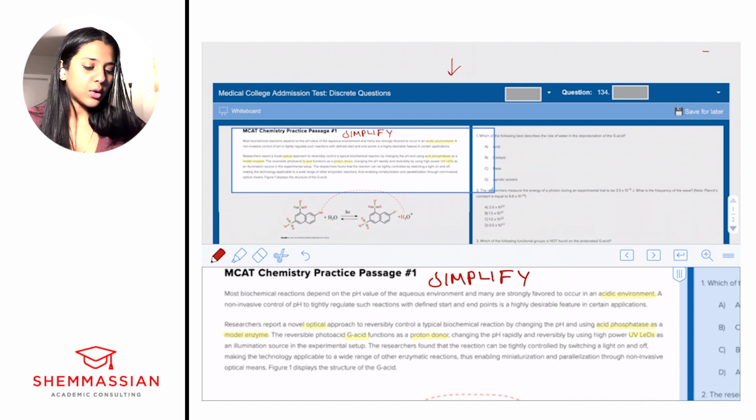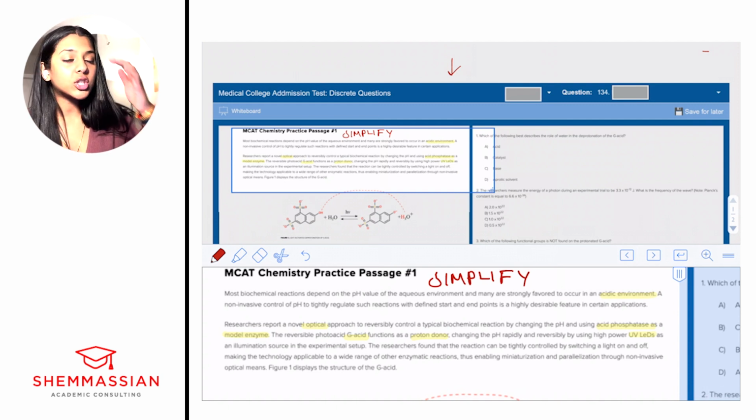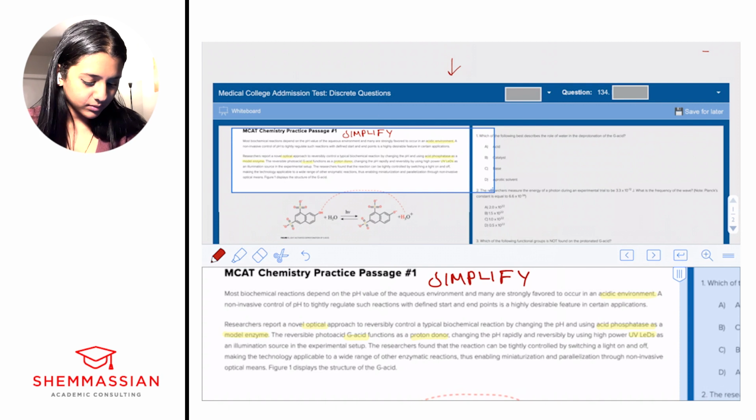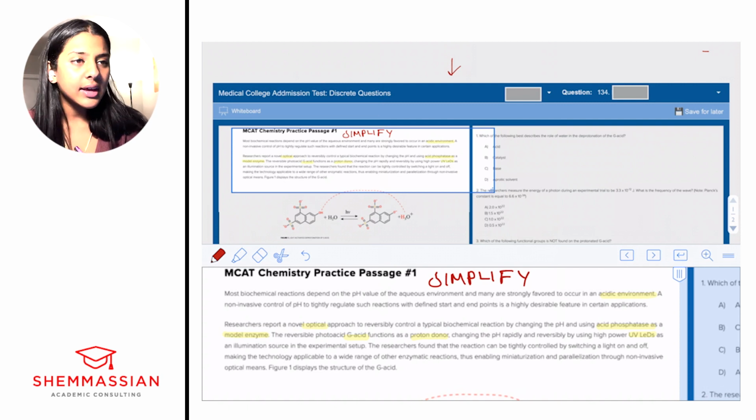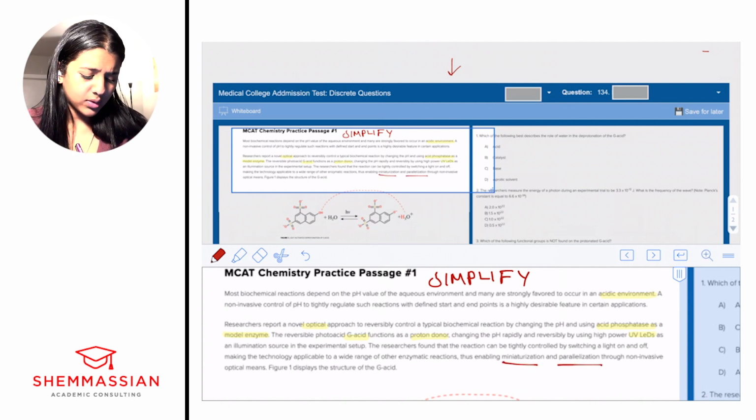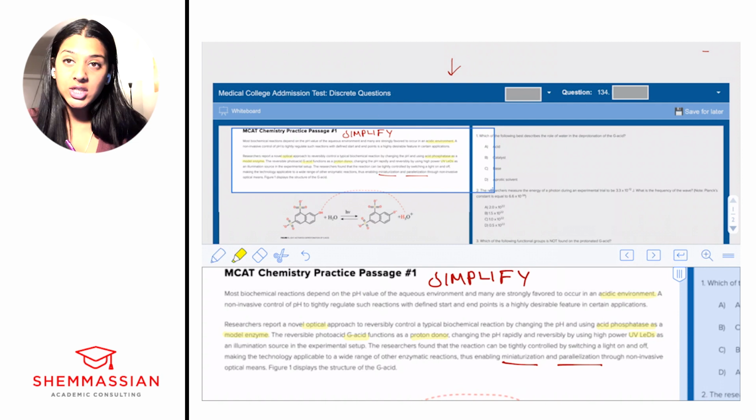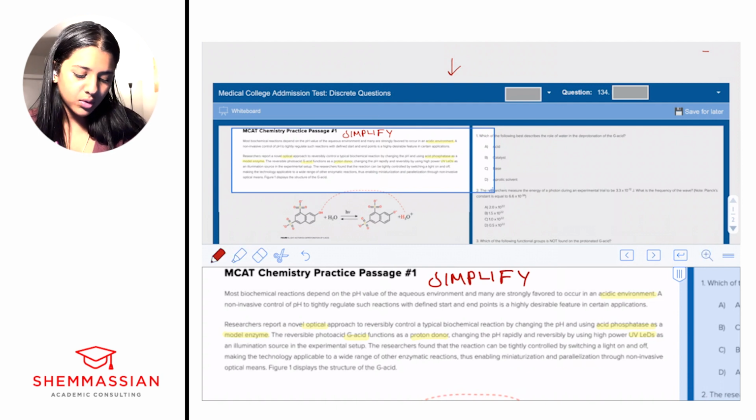Okay, so figure 1 displays the structure of the G acid. So here's figure 1. Looks like it's showing us what the G acid looks like. I'm going to take note. It has sulfurs, oxygens, hydroxyl group, benzene rings, reacting with water. And it is a G acid, so it is donating a proton, as we can see, to the water.